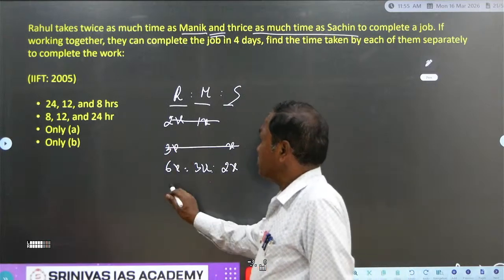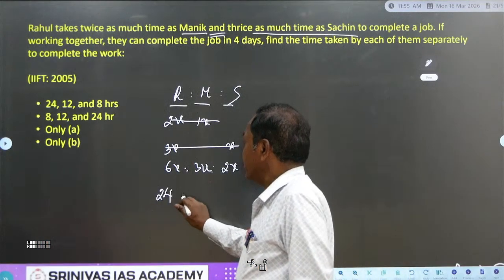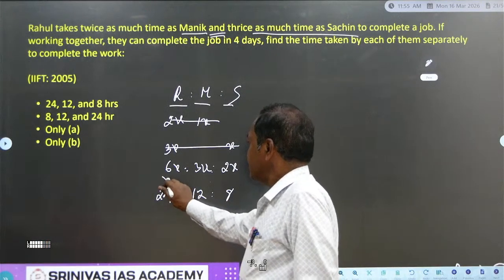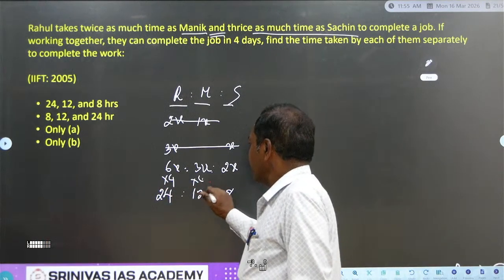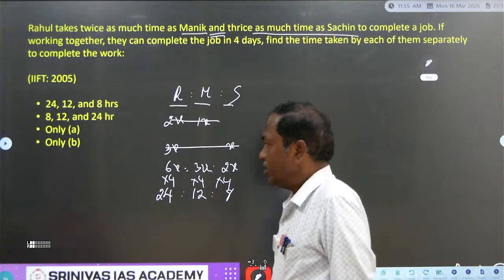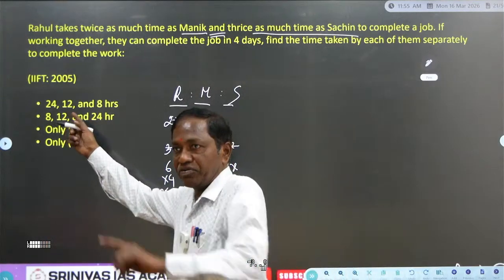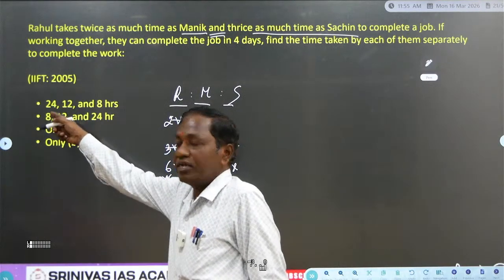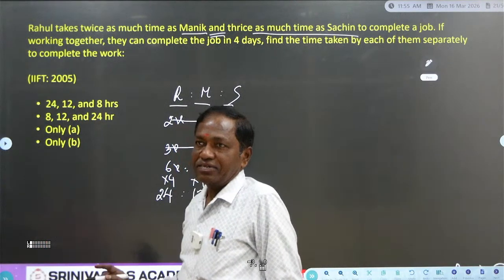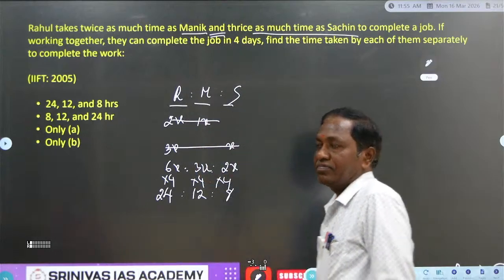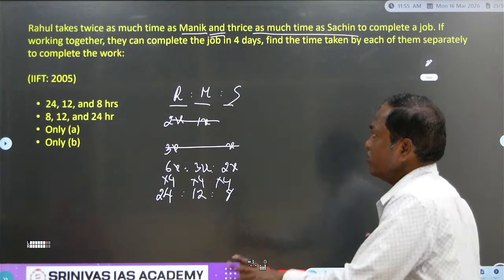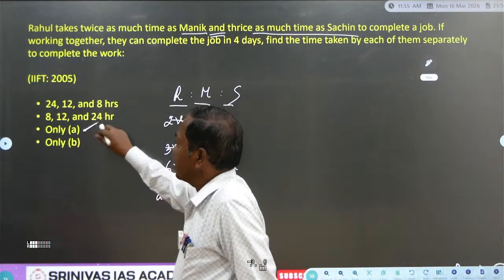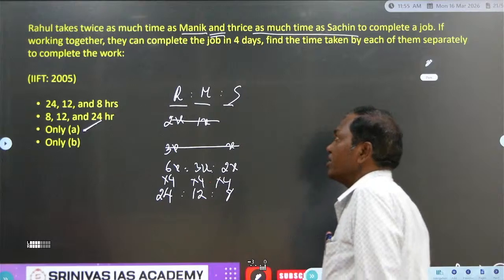If you take the first option, it is 24, that is 12, and another is 8. This is into 4, into 4, commonly it should be like that. Or according to him, this 12 is twice, and thrice the 8. So that is all. By seeing the options you can tell which is the correct one. Only A.